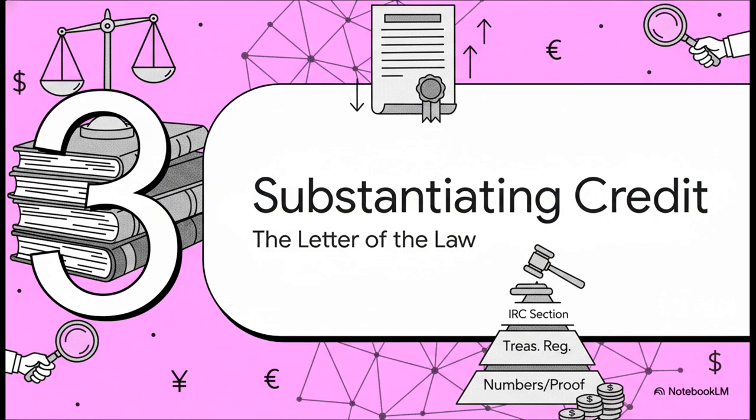Okay, so we've established that we have to file Form 1116. The next logical question is, how do we prove our numbers if we get asked? This is all governed by IRC Section 905(b) and its sidekick, Treasury Regulation 1.905-2. Let's look at how the law ranks the evidence you have.